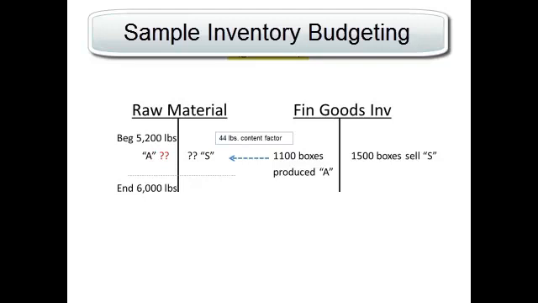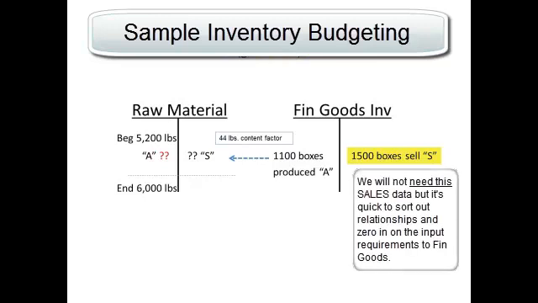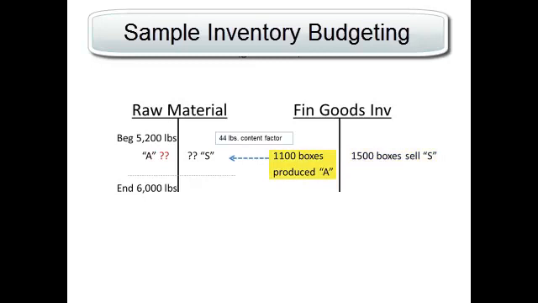We're going to sell 1,500 boxes of finished goods. That's the S reduction coming out of the finished goods inventory. And we're going to produce 1,100 boxes. In other words, we're going to add that to our finished goods inventory. That's the A in that account. We're given that there's 44 pounds of raw materials, clay, in each box of finished good.